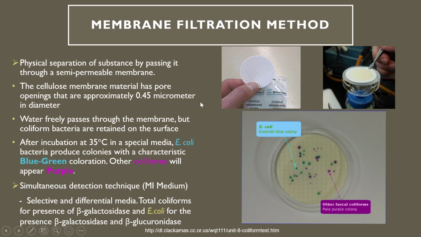So for our membrane filtration method, this is shown in the video that I posted for all of you to check out. It's also going to be on the quiz. So if you have E. coli, they're going to show up as blue-green colonies on here. And then if you have other fecal coliforms, they'll just show up as a purple colony.